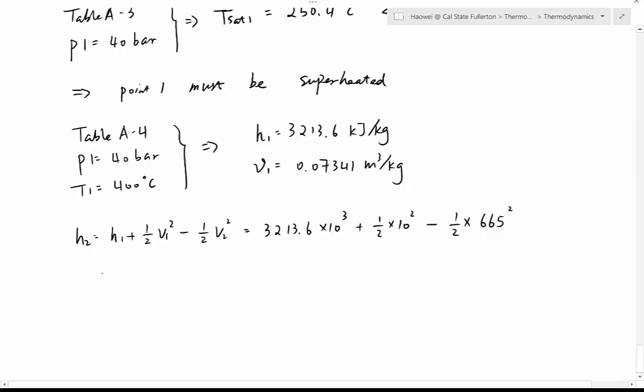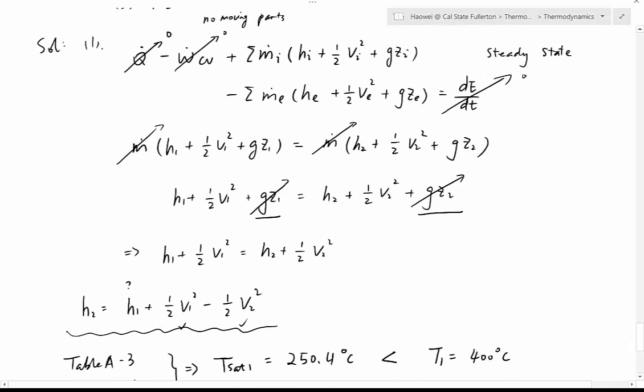Okay, so our final solution is 2992.5 times 10 to the third. Because I used SI unit for everything, my solution must also have an SI unit. SI unit for specific enthalpy is joule per kilogram. And then we do one more step: 2992.5, and convert it to kilojoule per kilogram. So now this is H2. This is the solution to part 1, H2.